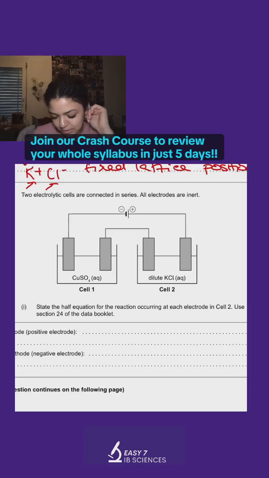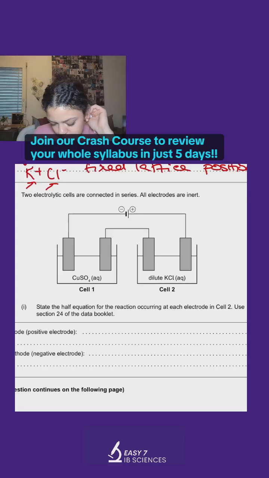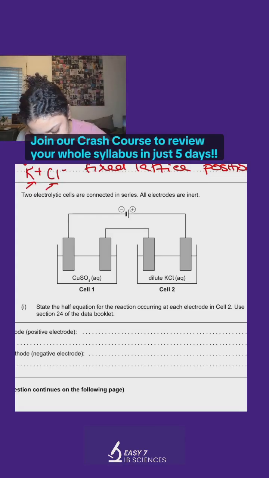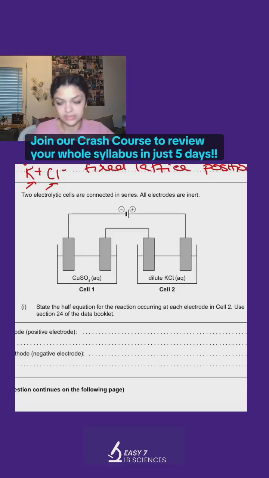But it says the electrolytic cells are connected in series. All electrodes are inert. State the half equation for the reaction occurring at each electrode in cell 2. Use section 24 of the data booklet. So here I have my copper sulfate and my KCl.